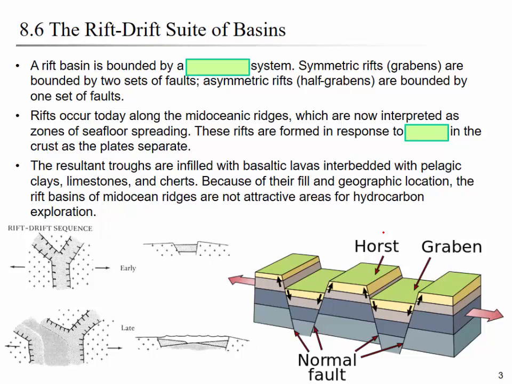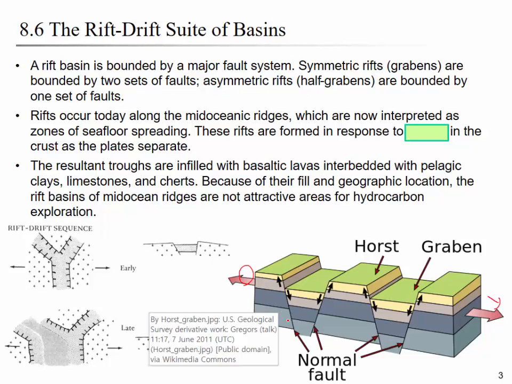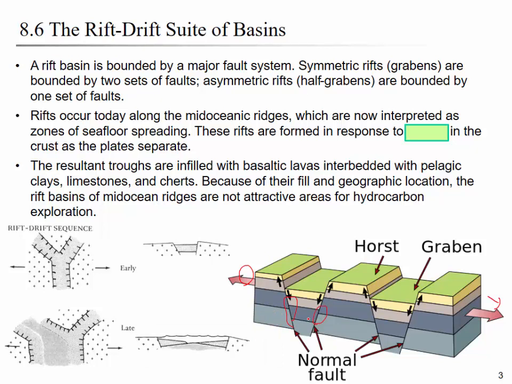In the ridge, or when you have a tension, the rift basin is bounded by a major fault system. I think we've seen this one. When you have tension force like this, right, then horsts and grabens can be formed, and in these grabens, there's sediment coming in to infill, and then you have a basin, right? So a rift basin is bounded by a major fault system. Symmetric rifts are bounded by two sets of faults, and asymmetric rifts are bounded by one set of faults. So if you have just two faults, then it's symmetric. If you have just one, then it's asymmetric.